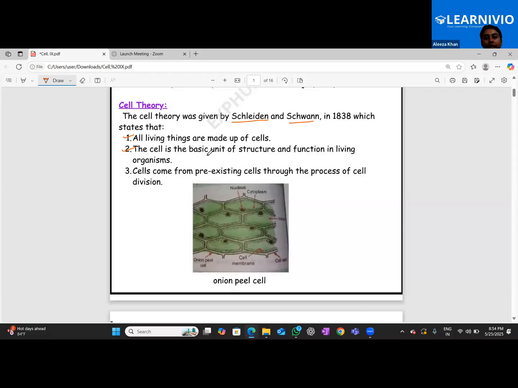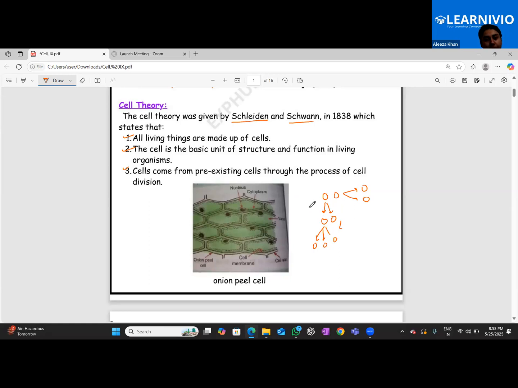Also, cells arise from pre-existing cells through the process of cell division. Now, what does this mean? Let's say there are two cells in your body. They further divide into two more cells. This cell also further divides into two more cells. These two more cells further make other cells. So now the new cells that are being formed are arising from the cells that are already formed, from the pre-existing cells. Got it? Yes, ma'am.